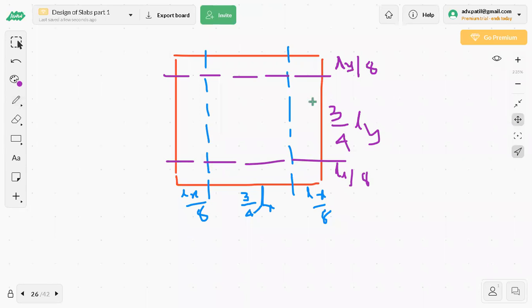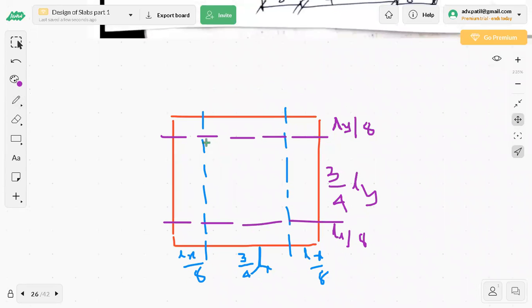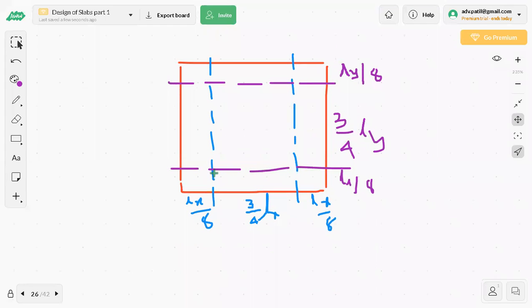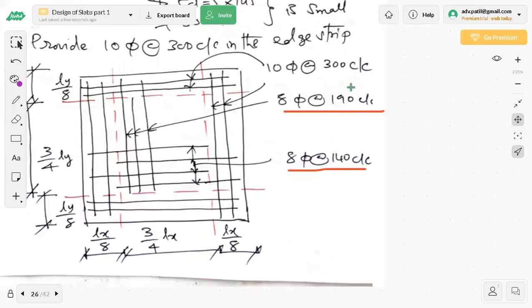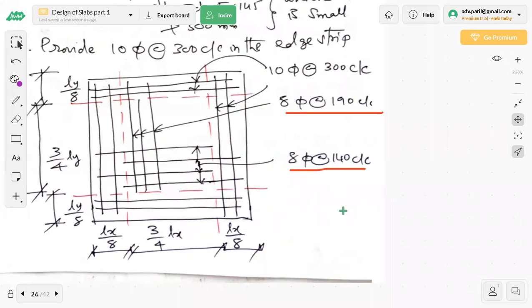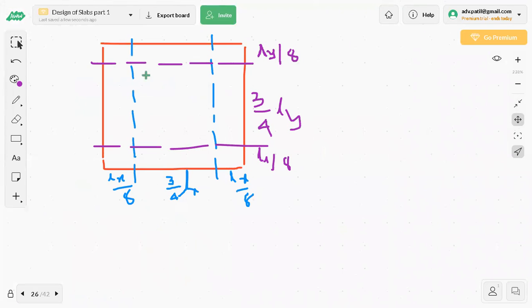Now why it is required is, in the middle strip, the dimension of which is 3/4 of Lx and 3/4 of Ly, I am going to concentrate the reinforcement, whatever I have calculated here, these two. So 8 mm diameter at 140 will be concentrated only in the middle strip. I'll show you that.